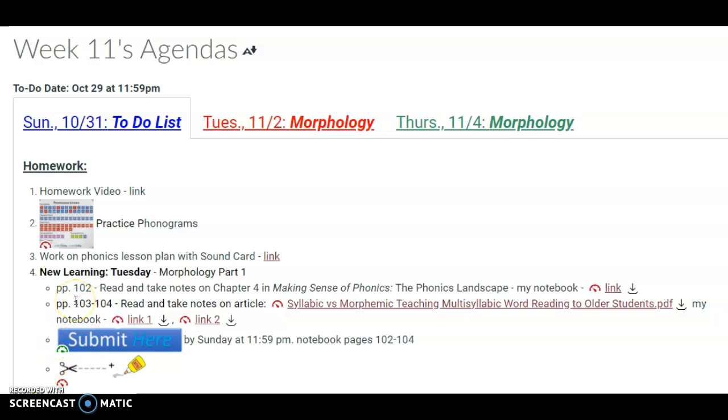And then in your notebook, page 103, 104, there's an article, and it's about how we help kids who are older and struggling readers. I really want you to spend a lot of time on this article. I put in 2 links of what the notebook pages would look like. I don't want you to rush through.